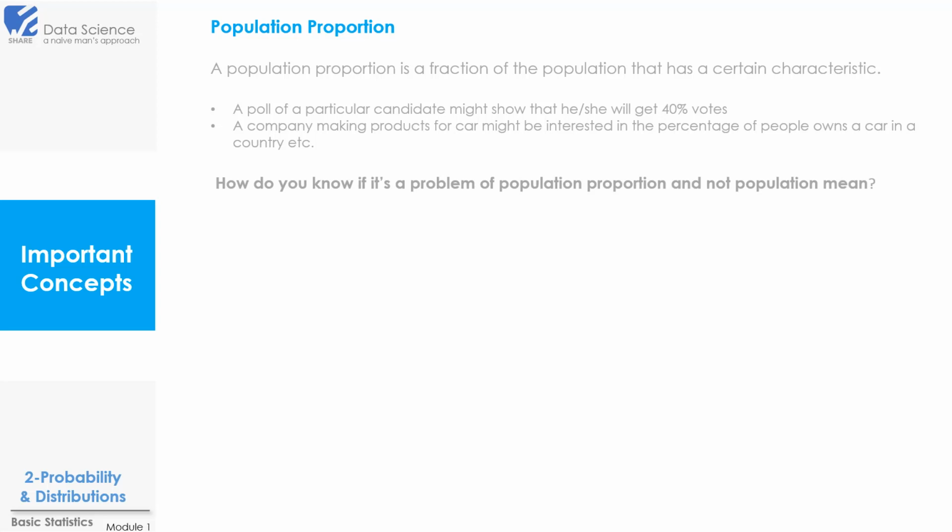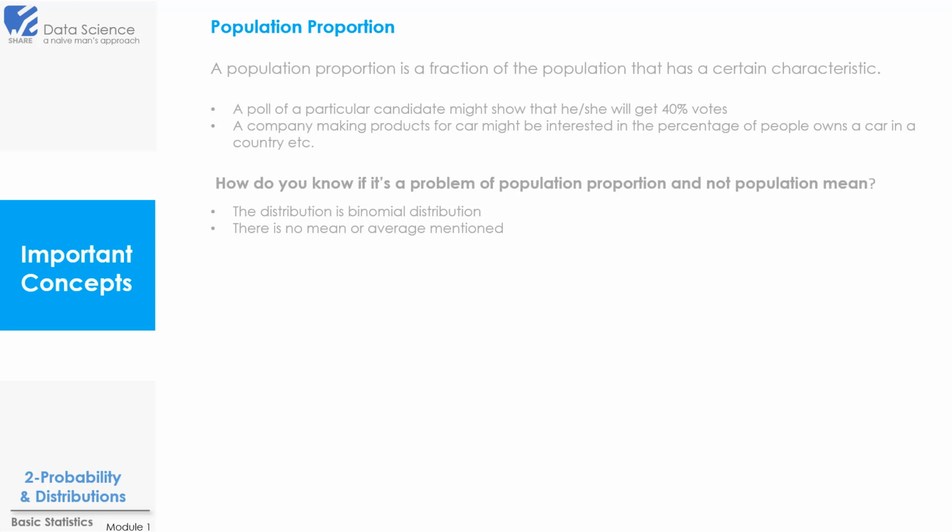Now the next important question is, how do we know if it is a problem of population proportion and not mean? The first condition is that the distribution is a binomial distribution. And secondly, there is no mean or average mentioned in the question. So that's how you can know if the problem given here is a population proportion problem or a problem of mean.